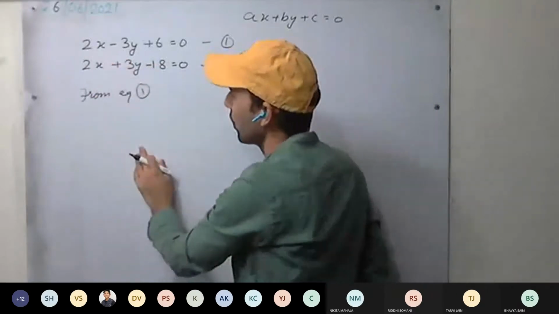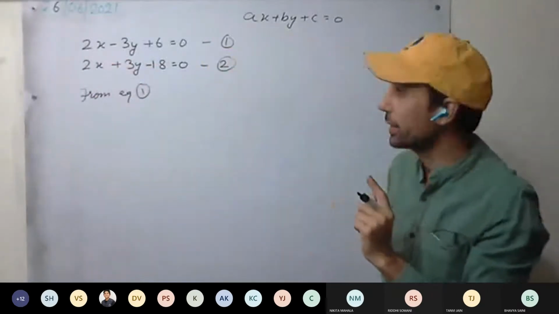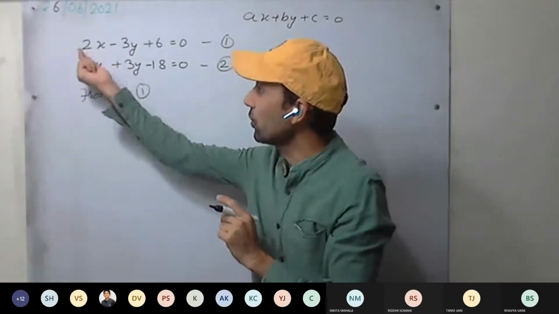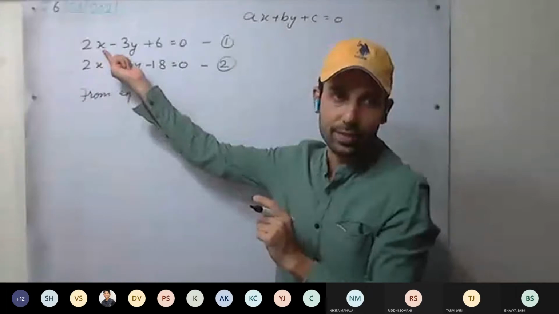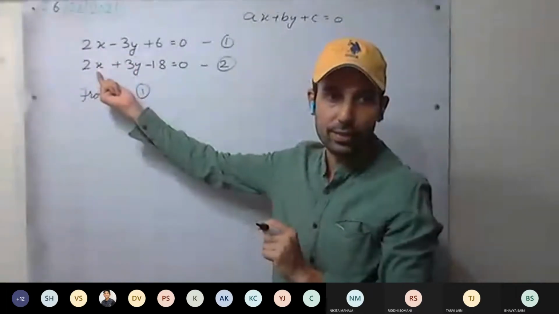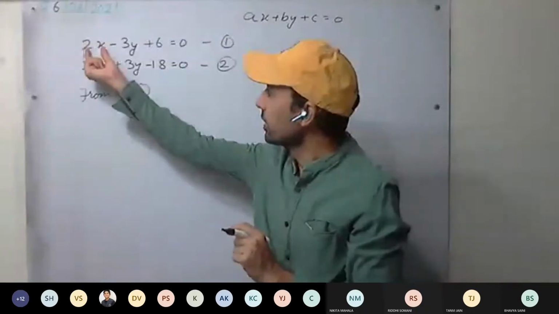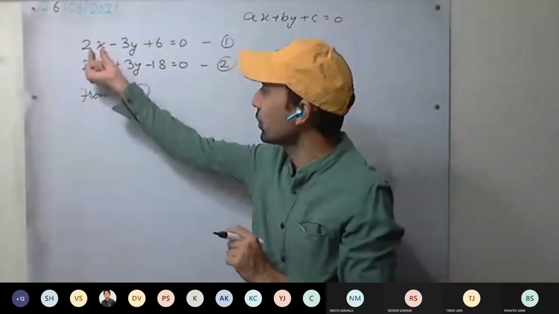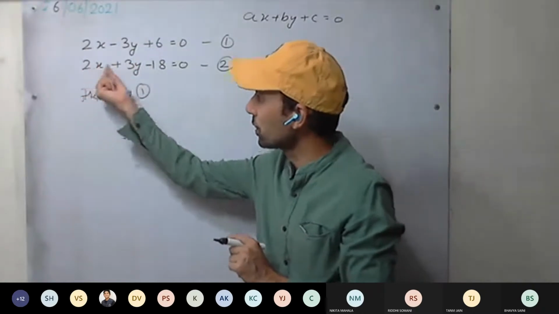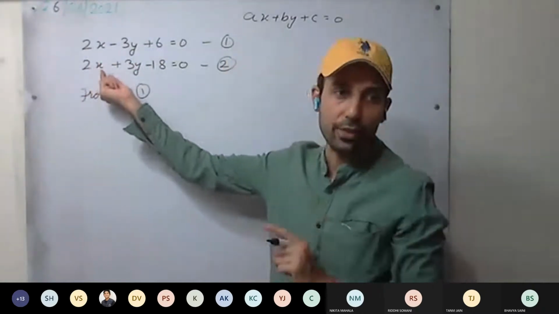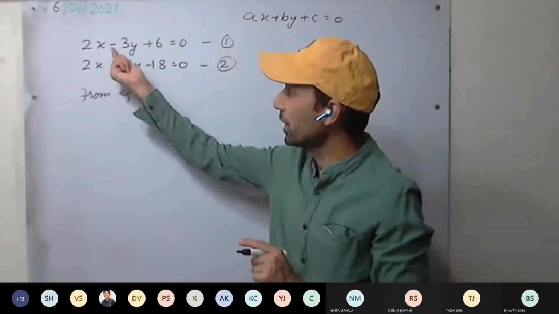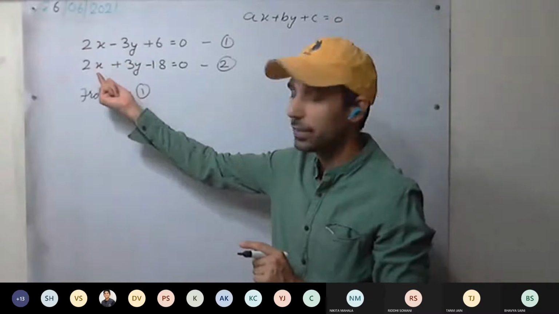So it's better to go with x. Or we can do one more thing. You can see 2x, 2x. So we can calculate the value of 2x from the first equation and substitute it in the second. We can solve for 2x from the first equation and substitute it for the whole 2x. You can do it that way as well. I'm going with calculating x from the first and putting it in the second.